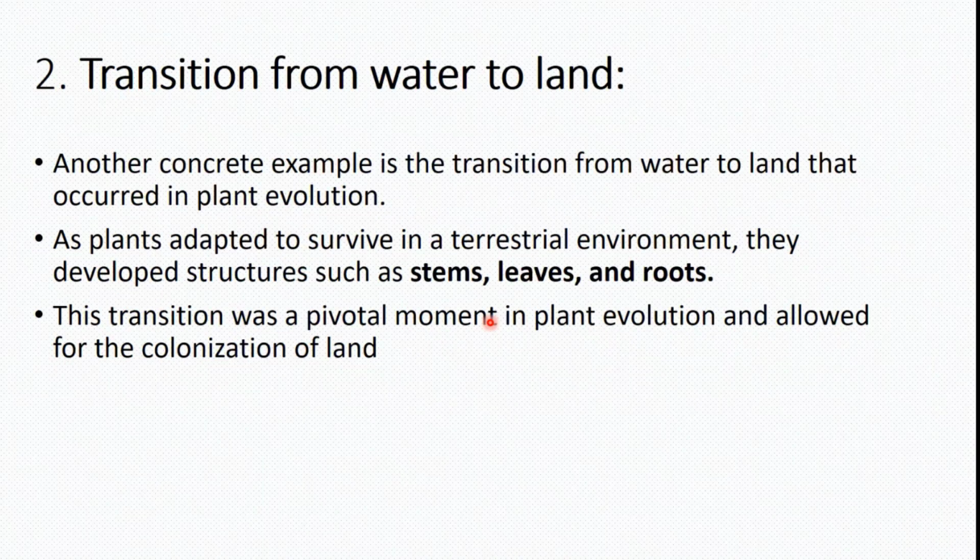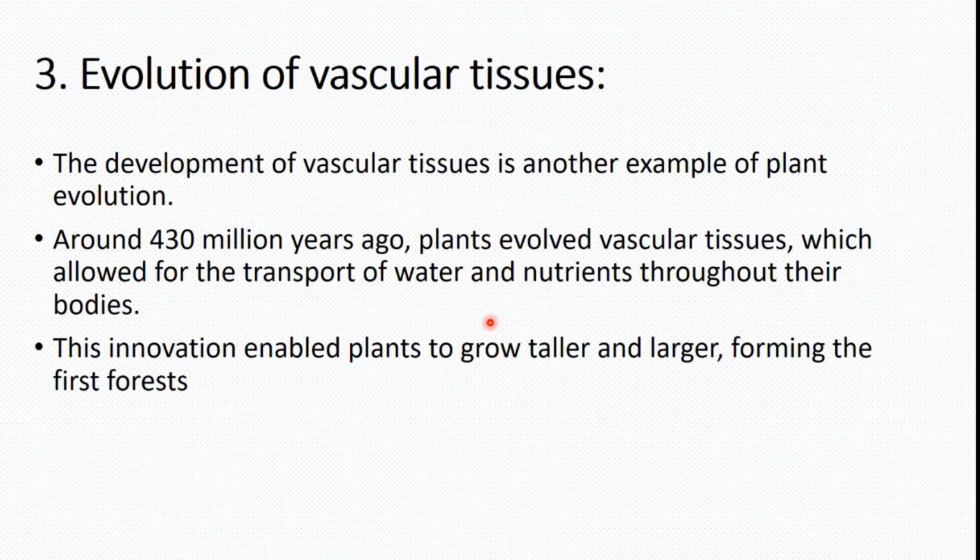Then there's also the transition from water to land, another concrete example. Remember, we touched on this in the previous slide, where we were talking about the example of transition which occurred in plant evolution. As plants adapted to survive in a terrestrial environment, they developed structures such as stems, leaves, and roots. And this transition was a pivotal moment in plant evolution and allowed the colonization of land.